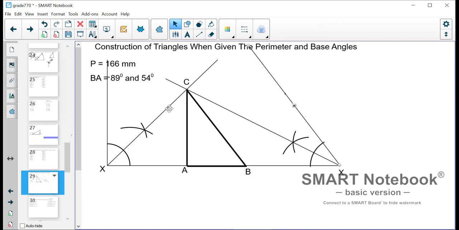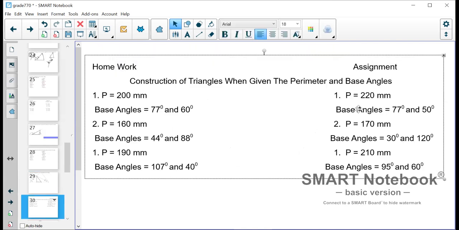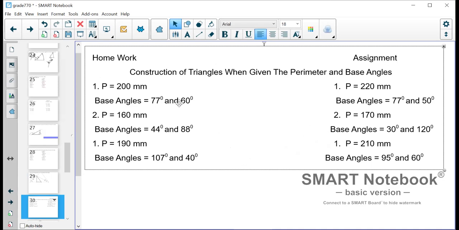Good. So that is how you construct triangles when given the length of the perimeter and the base angles. All right. So here I have for you others that you need to work on. This here should be number 3.